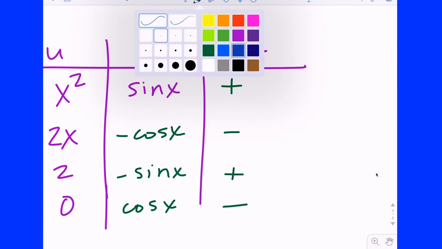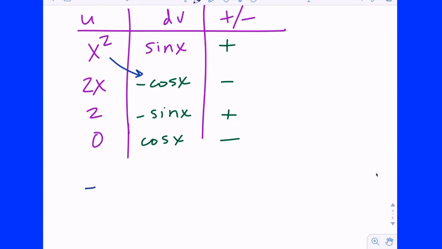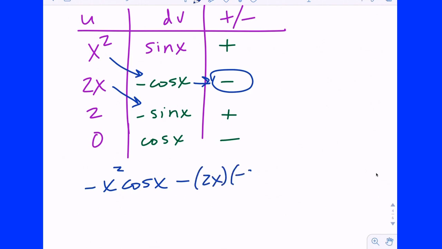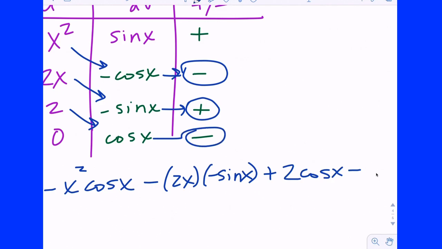So here is what Jaime was doing in the show. He was doing tic-tac-toe. You always take your first product down the diagonal, kind of like we do in the Zorro method. So it's going to be a negative x squared cosine of x. And then you go across and you pick up the next sign, which is minus. And then you do it again. You go down the next diagonal, which is going to be 2x times the negative sine of x. And then you go across and you pick up your next sign, which is plus. And you do it again. Go down the next diagonal, which is 2 cosine of x. And you go across and you pick up your next sign, which is minus.